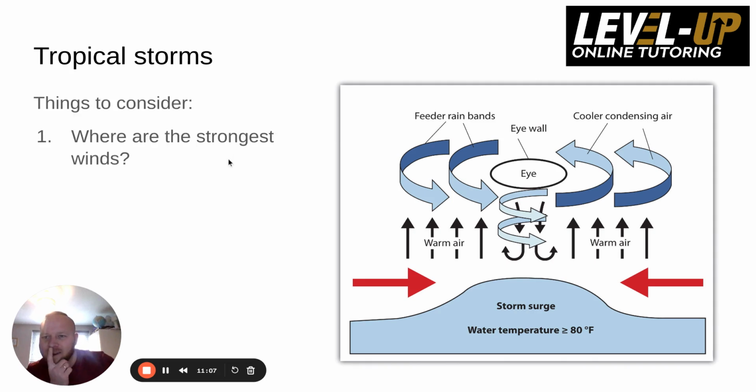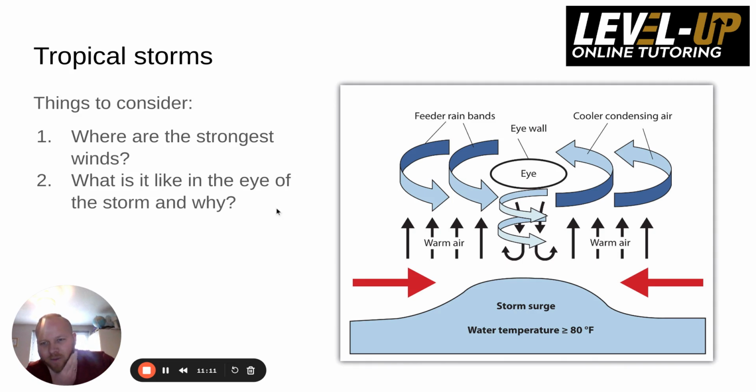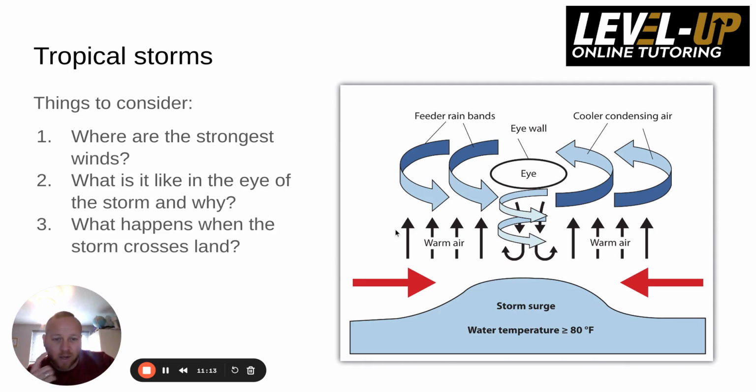So that's kind of it. You just need to know where the winds are strongest, in the eye wall, what it's like in the eye, which is really calm, and what happens when it crosses land. It slows down due to friction. It loses its energy because there's no more warm water fueling it.